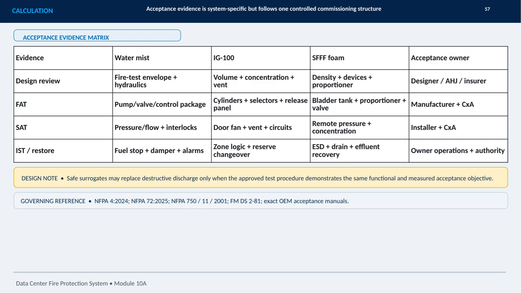Ownership also changes by stage, moving from the designer and authorities having jurisdiction to manufacturers, commissioning agents, installers, and owner operations. One important control is that a safe surrogate may replace a destructive discharge only when the approved procedure proves the same functional and measured acceptance objective. The governing references include the listed NFPA standards, FM guidance, and exact OEM acceptance manuals.